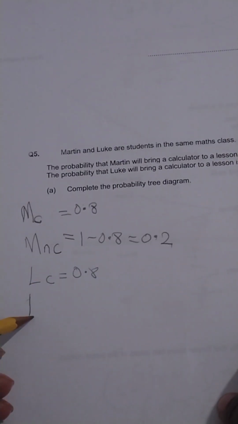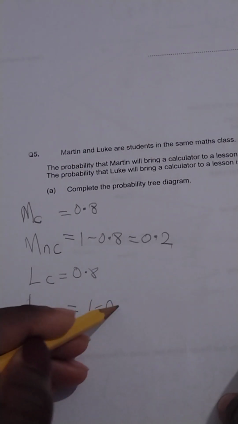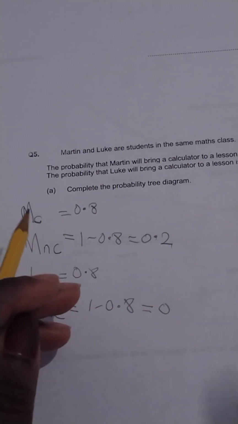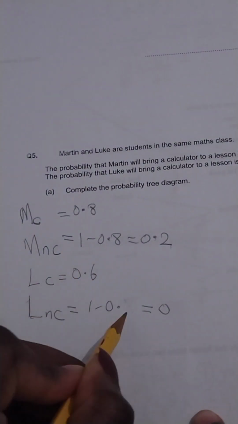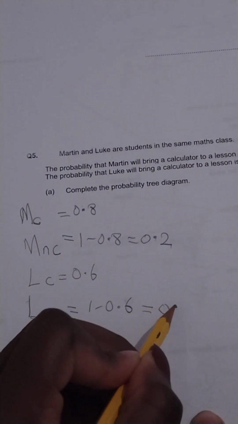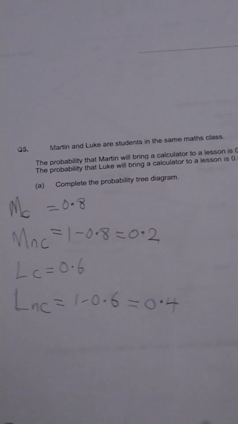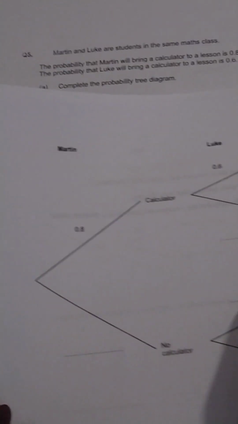So the probability that Luke will not bring a calculator is 1 subtract 0.8, and that is wrong. That's meant to be 0.6, not 0.8. So Luke is 0.6, and then 1 subtract 0.6, that is 0.4. Okay, so with that in mind, we are then going to complete this probability diagram here.